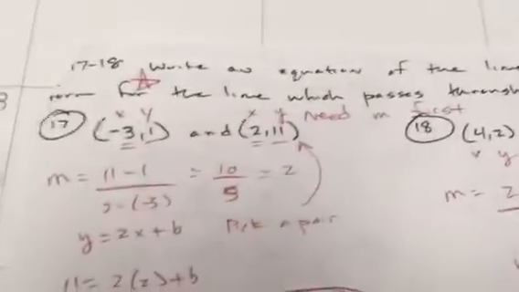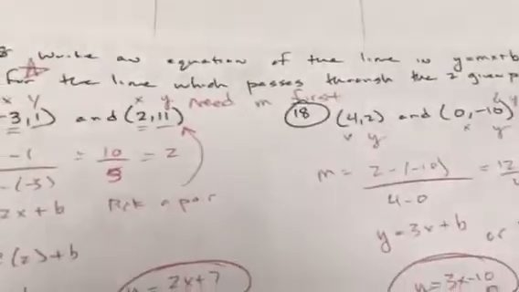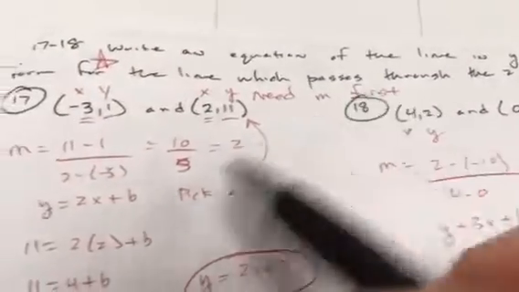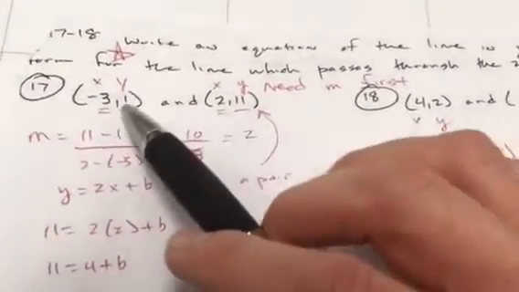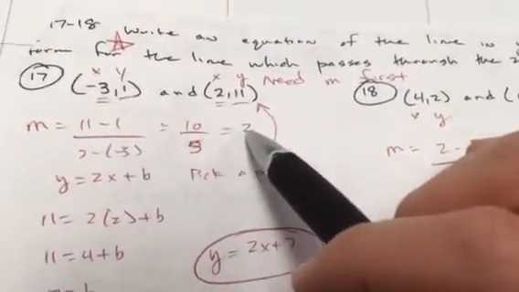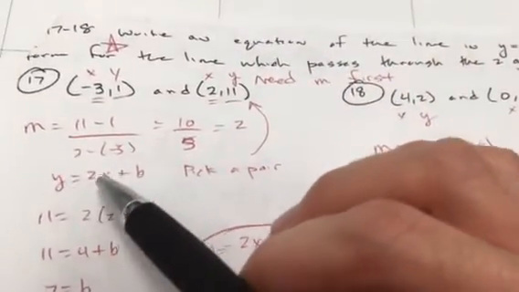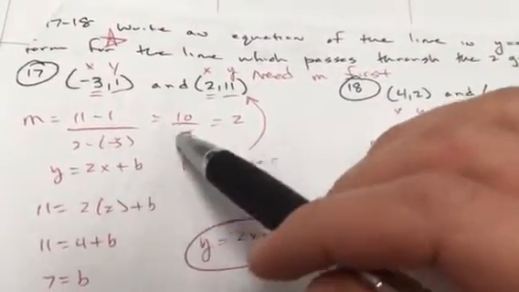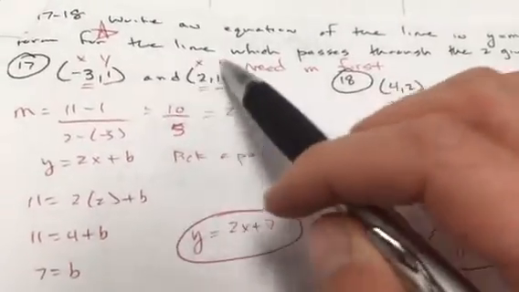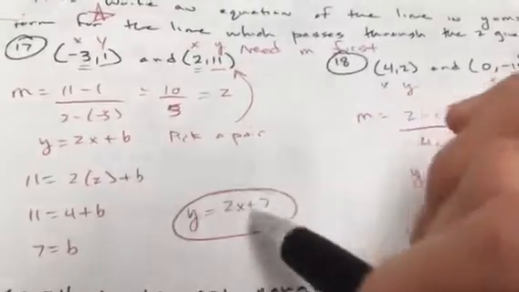Write an equation of the line in y equals mx plus b form for the line which passes through the 2 given points. Folks, you need to find your slope m first. Bigger y minus a smaller y, all over 2 minus a negative 3. You get 2. So, y equals 2x plus b. Then pick a pair. I like 2, 11. Both are positive. Plug 11 in for y. Plug 2 in for x. Solve for b. There's your equation.